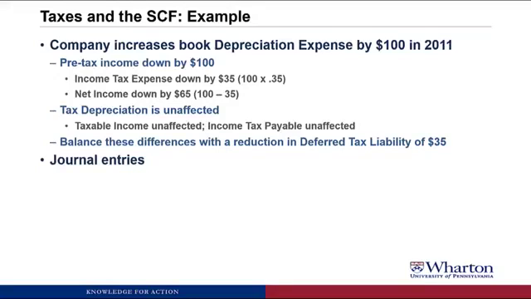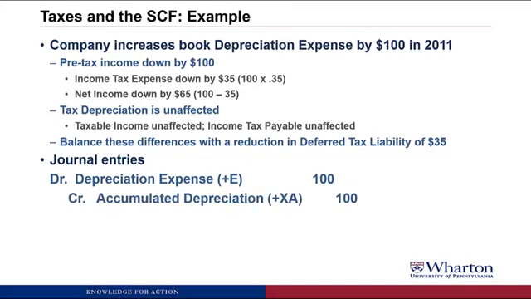So the way the journal entries would look for these changes is, first of all, we debit depreciation expense for 100 to recognize we're increasing depreciation expense. And we credit accumulated depreciation for 100 because that's where the depreciation expense is stored up over time in that contra asset. And normally up to this point in the course, we would stop here and be done.